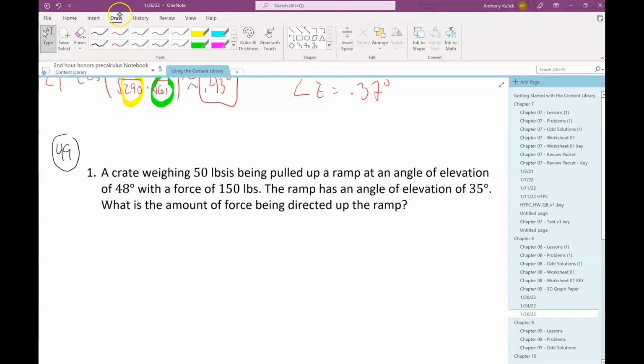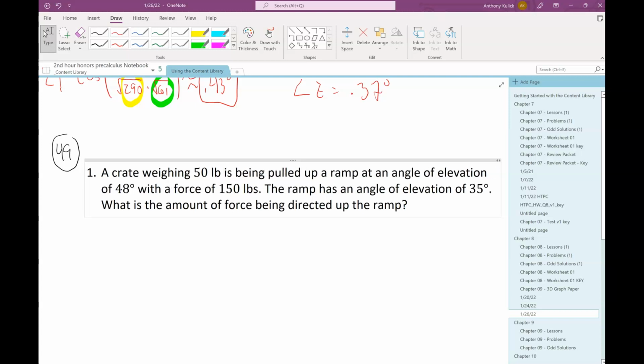A crate weighing 50 pounds is being pulled up a ramp at an angle of elevation of 48 degrees with a force of 150 pounds. The ramp has an angle of elevation of 35 degrees. What is the amount of force being directed up the ramp?